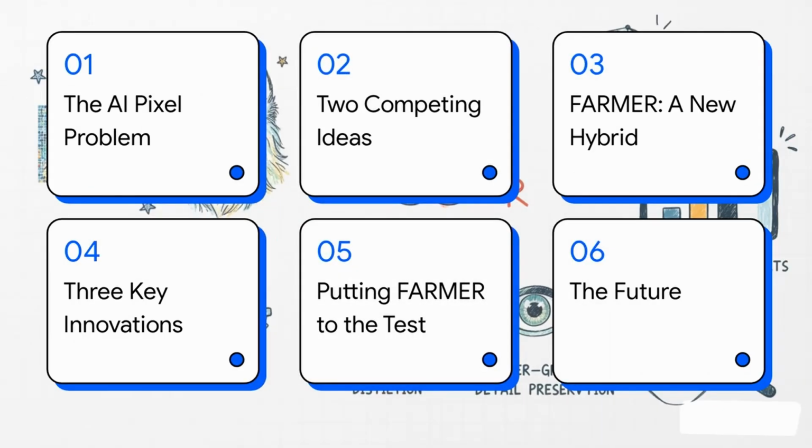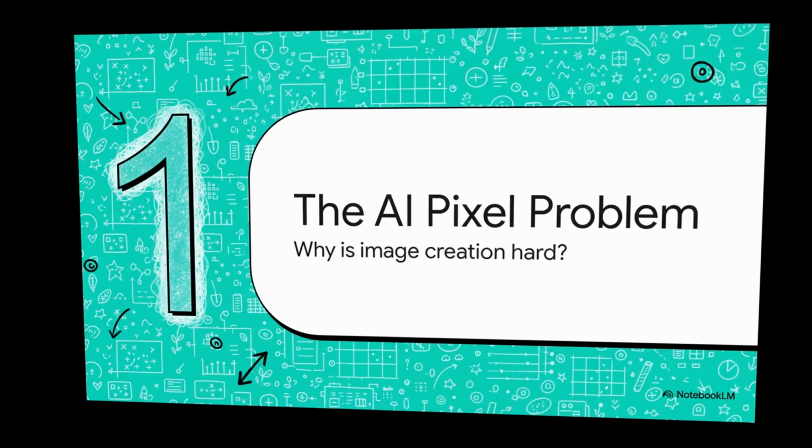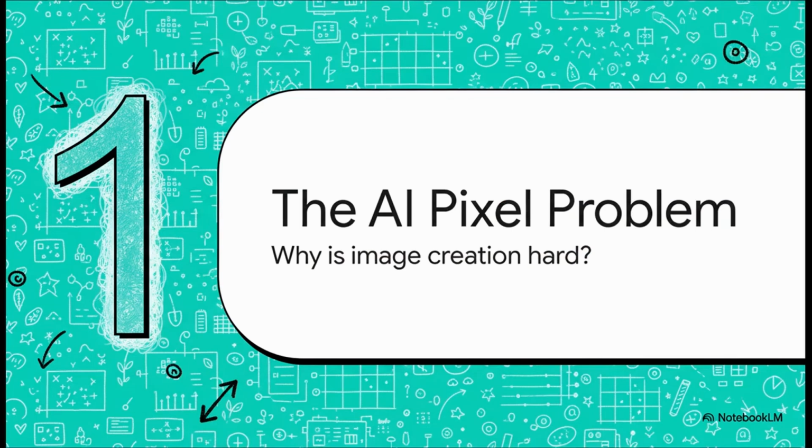So here's the game plan for today. First, we'll dig into why pixels are such a nightmare for AI. Then, we'll look at the two classic ways researchers have tried to solve this. After that, we'll introduce Farmer's awesome new hybrid method, break down its 3 secret ingredients, see how it performs against the competition, and wrap up with what this all means for the future. Okay, let's dive right in with that fundamental challenge.